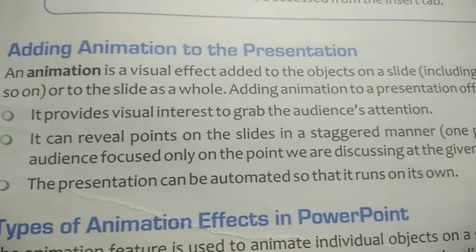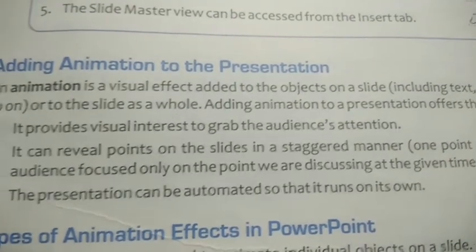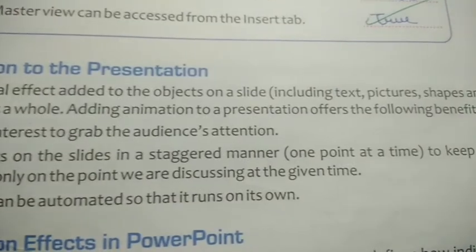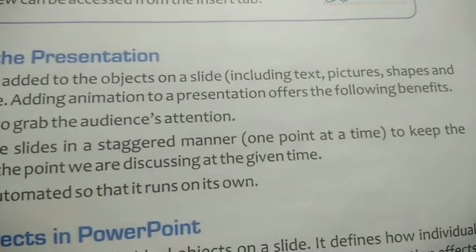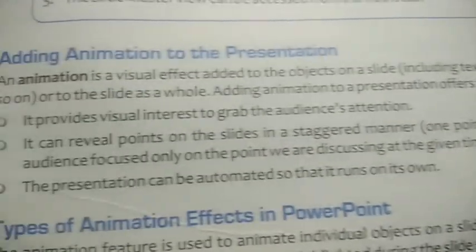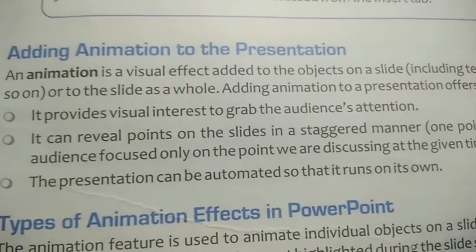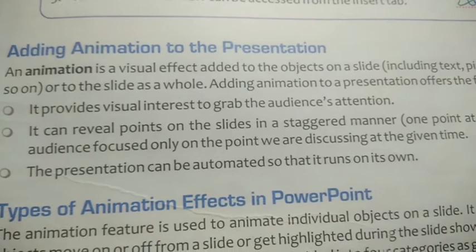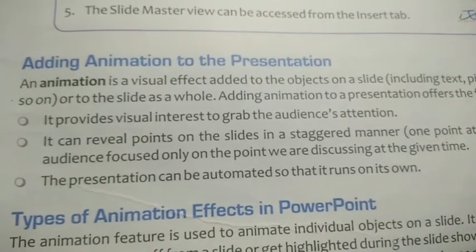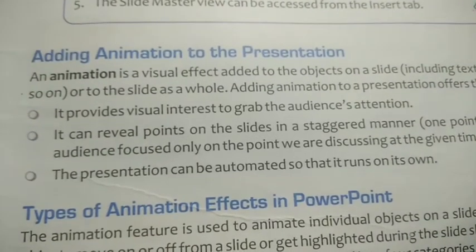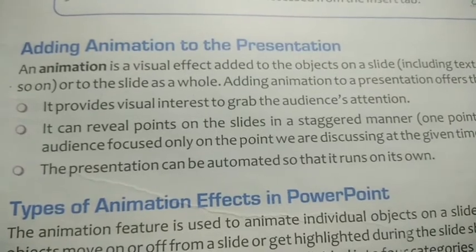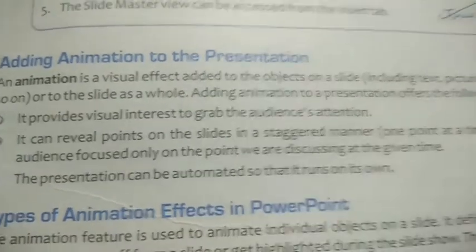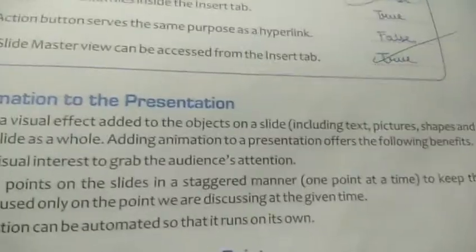An animation is a visual effect added to the objects on a slide, including text, pictures, shapes and so on. We can include text, pictures, graphics, etc., or apply it to the slide as a whole. Adding animation to a presentation offers the following benefits.